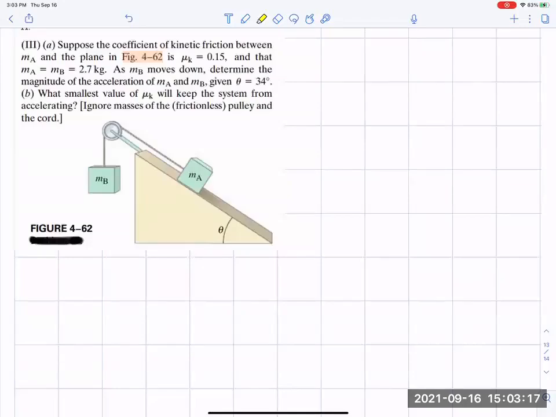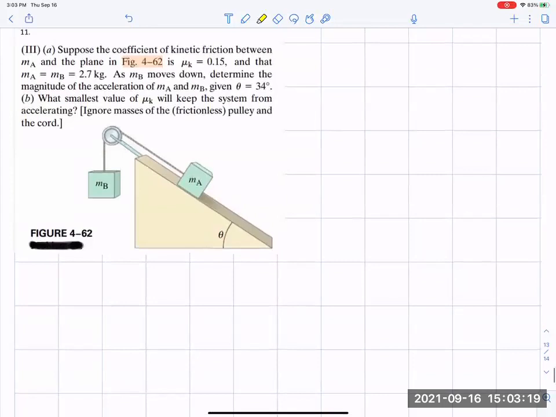Okay, so here we are with one last example. This is another classic problem, an inclined plane with a pulley, and one object has friction between the inclined plane and the object itself, and the other one doesn't. But let's see what this problem gives you, and then we're going to focus on that.